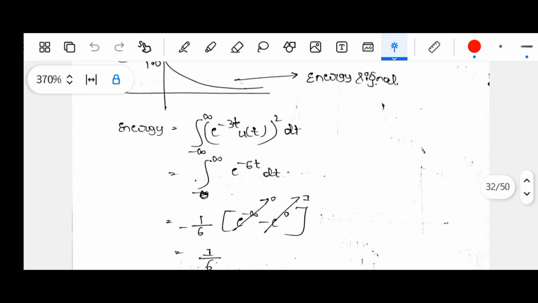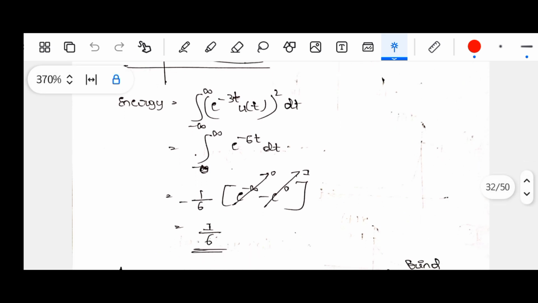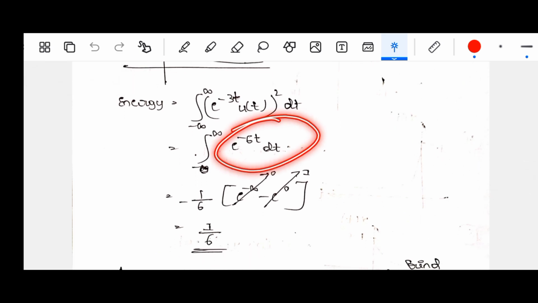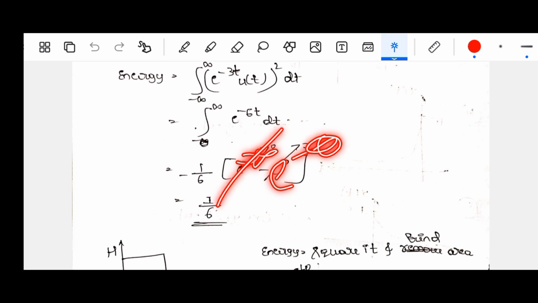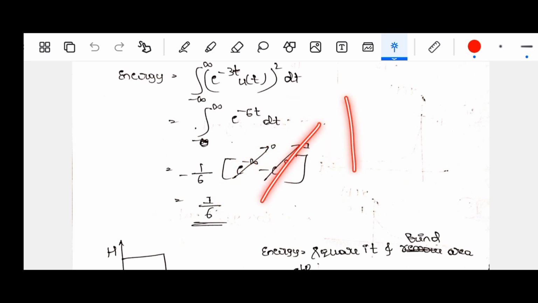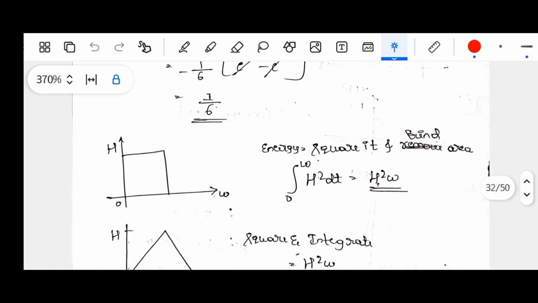See this. In this, from minus infinity to plus infinity, e to the power of minus 3t whole square into dt. Here you integrate the above equation. You will get e to the power of minus 6t into dt. Take minus 1 by 6 outside. First substitute e to the power of minus infinity, and another time substitute 0. e to the power of minus infinity will be 0. e to the power of 0 will be 1. Therefore, the answer will be 1 by 6.